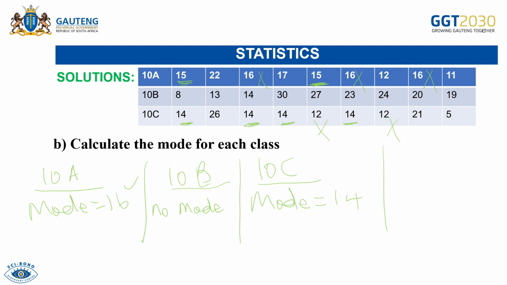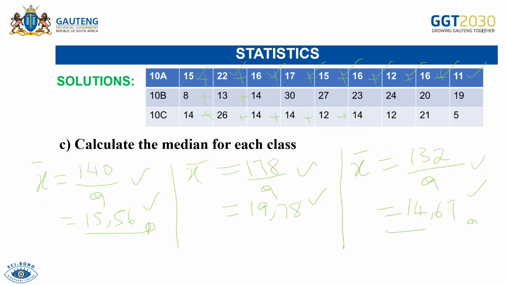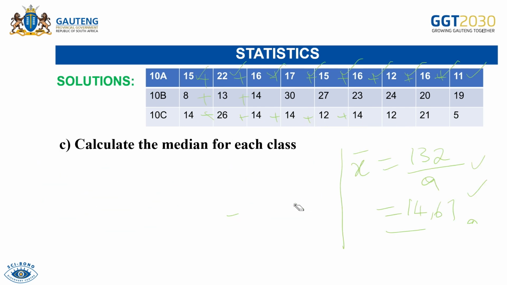Okay, I hope you understand the mode now. So the mode, we said it's the number that appears the most. Okay, let's move to the median. Remember, with the mode, guys, you can't just find the mode without arranging your data set. Arranging your data set is very important.